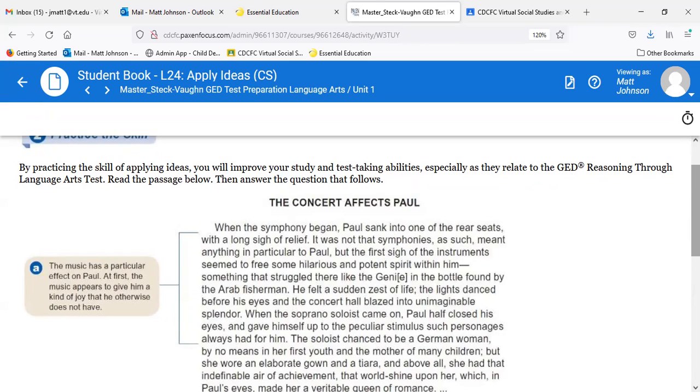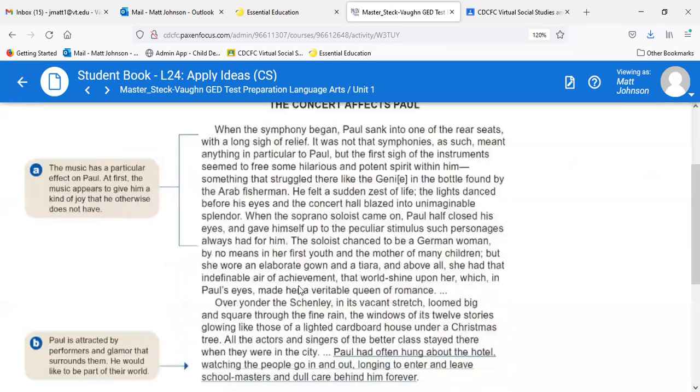When the symphony began, Paul sank into one of the rear seats with a long sigh of relief. It was not that symphonies as such meant anything in particular to Paul, but the first sigh of the instrument seemed to free some hilarious and potent spirit within him, something that struggled there like the genie in the bottle found by the errant fisherman. He felt a sudden zest of life, the lights danced before his eyes, and the concert hall blazed into unimaginable splendor. When the soprano soloist came on, Paul half closed his eyes and gave himself up to the peculiar stimulus such personages always had for him.